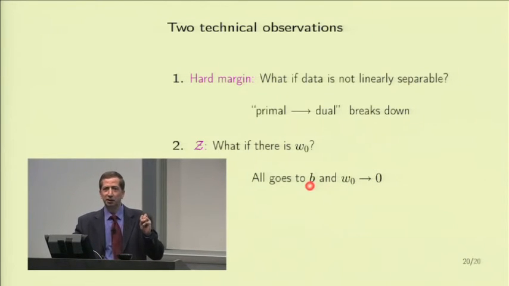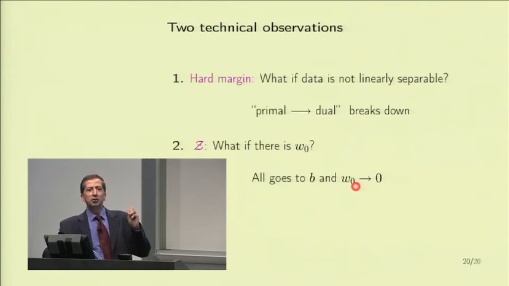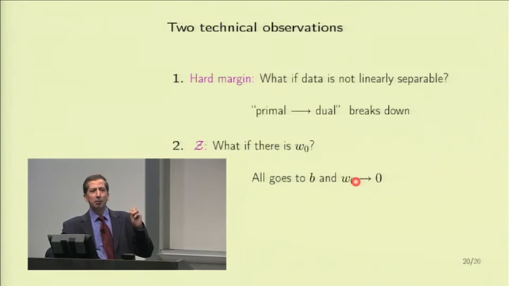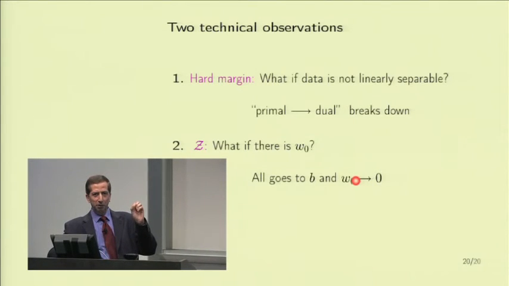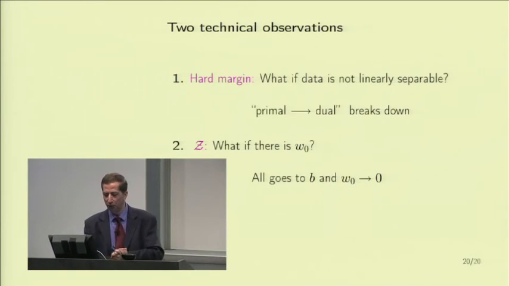How do I know that? Because you are charged for the size of W, because it's part of W. You are minimizing half W transpose W, okay? You are not charged for the size of B. So obviously, if you want to minimize and you can do it with both, everything will go to the B and this guy will go to 0. So you need to worry about that.